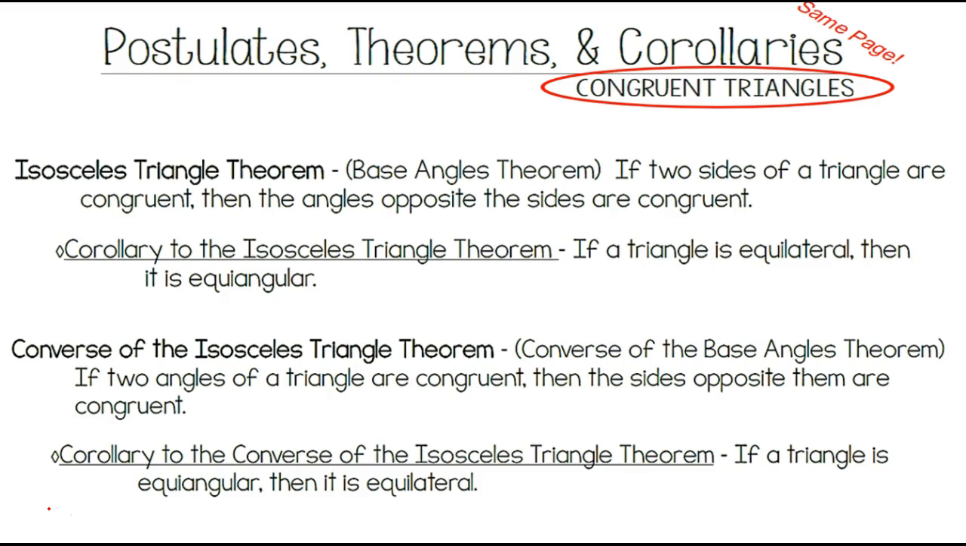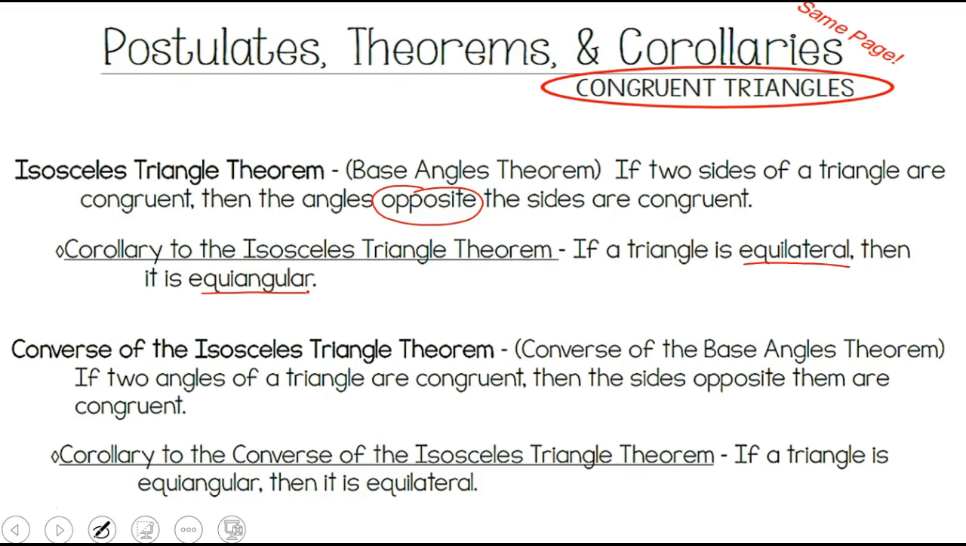The first one is the isosceles triangle theorem. If two sides of a triangle are congruent, then the angles opposite of the sides are congruent. The corollary to this isosceles triangle theorem is if a triangle is equilateral, then it is also equiangular. Equilateral, lateral is for sides, and angular is for the angles. So that means all three sides are the same, and all three angles are the same.